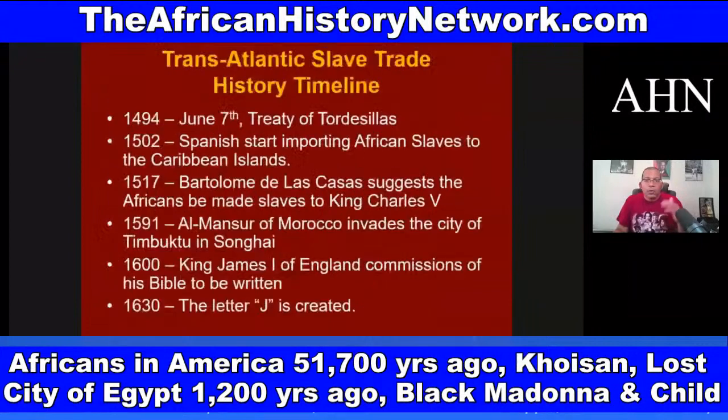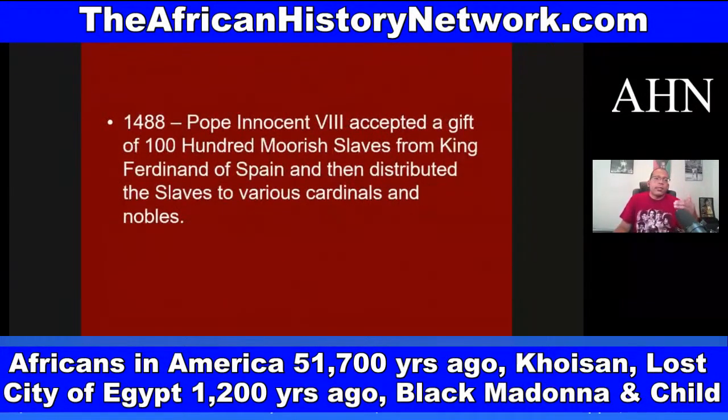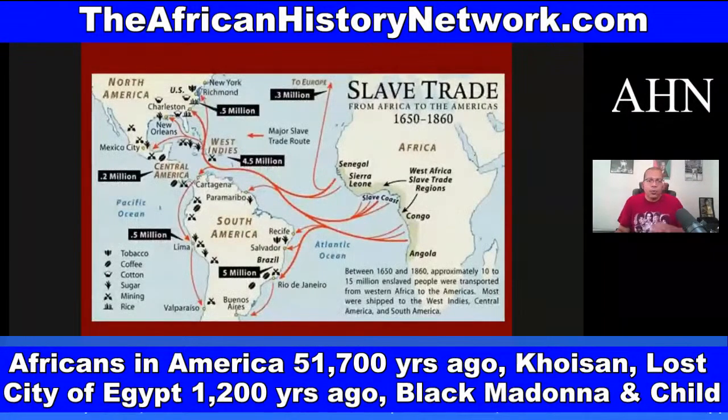And we go through and look at this history chronologically. We look at what was the transatlantic slave trade, what leads up to it. We know in 1488, Pope Innocent VIII accepted a gift of 100 Moorish slaves from King Ferdinand of Spain, and then distributed these Moorish slaves to various cardinals and nobles. We go through and look at geography also.